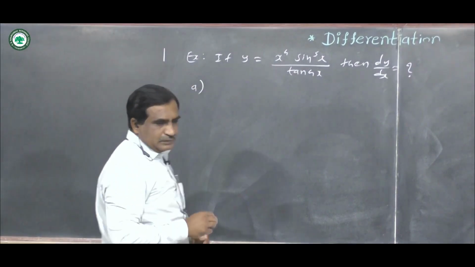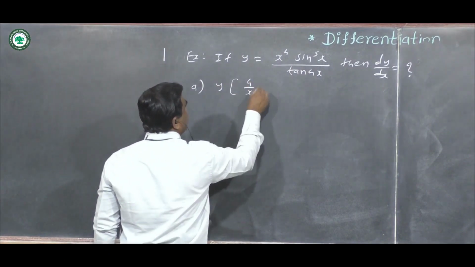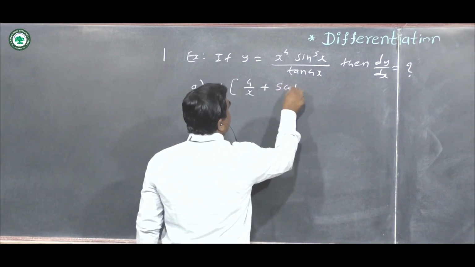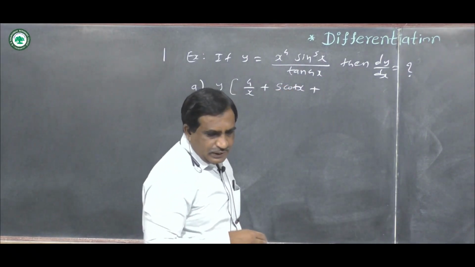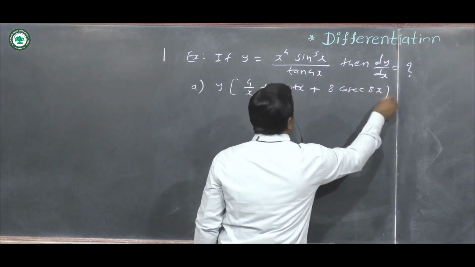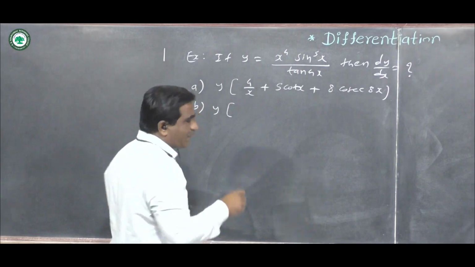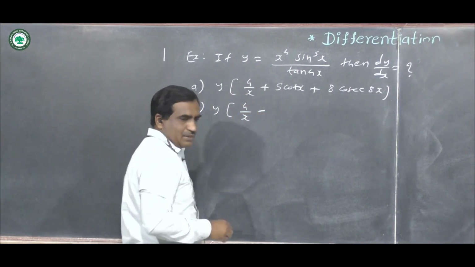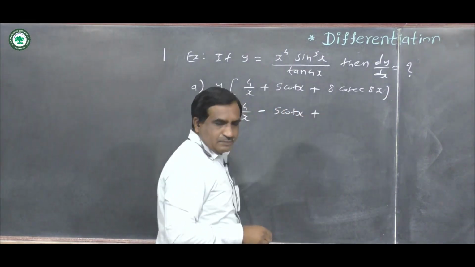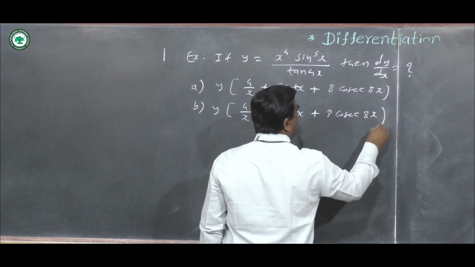Option A, y into in bracket 4 upon x plus 5 into cot x plus 8 into cosec of 8x. Option B, y into in bracket 4 upon x minus 5 into cot x plus 8 into cosec of 8x.